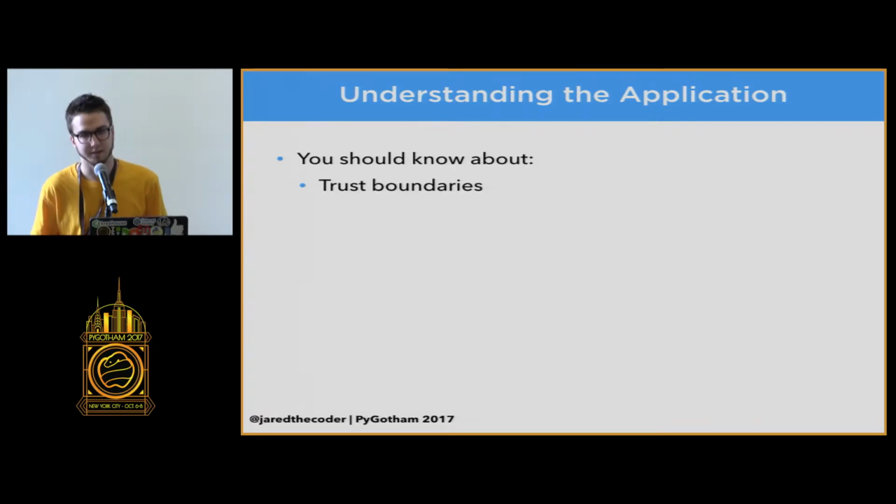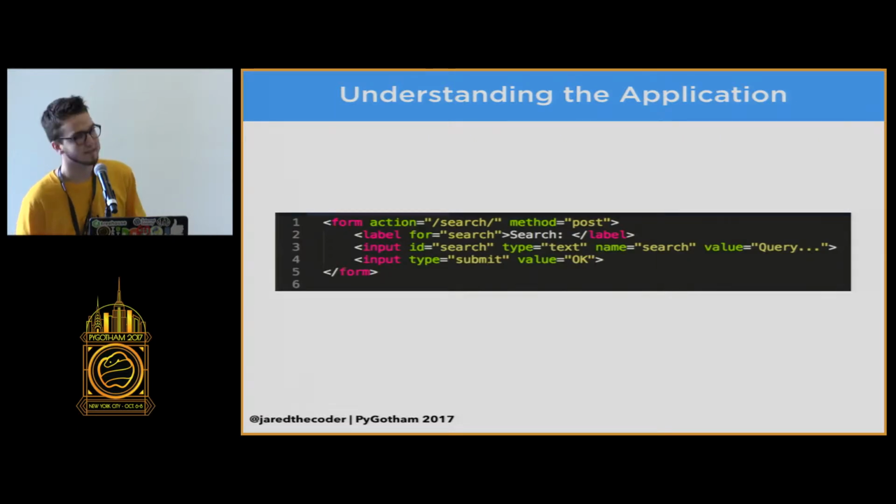first is trust boundaries. So what does this look like in an actual Python application? You see here we have a form. This is a pretty standard HTML form using what will be pulled into Django. The endpoint for it is search.